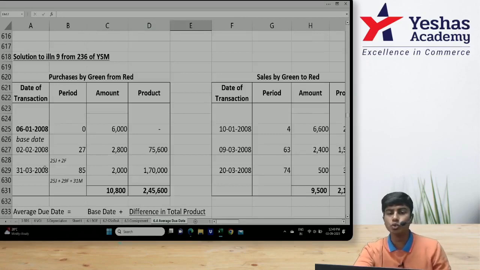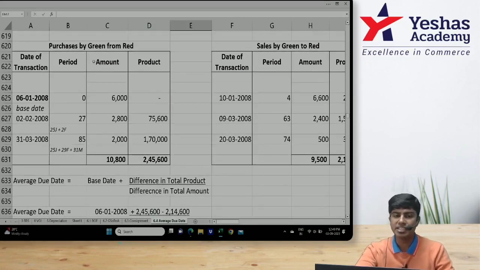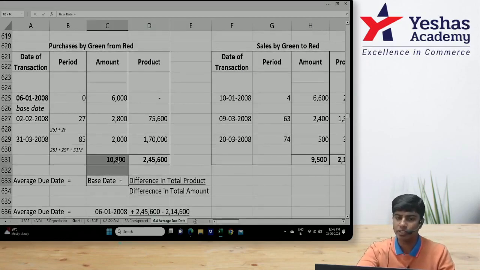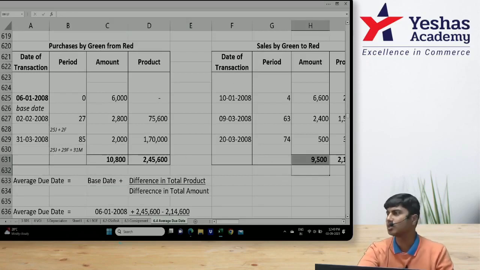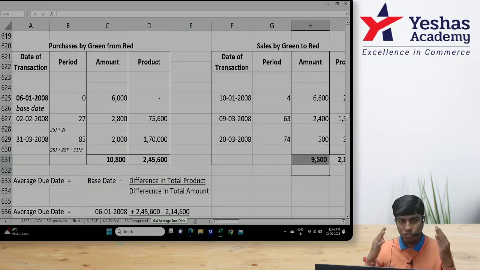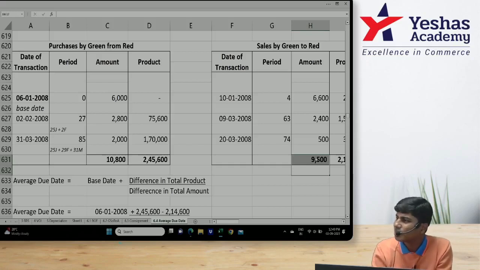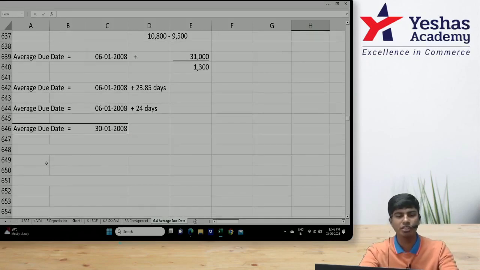Now, on the average rate, who should pay whom? Think. Purchased by green. So green has to pay 10,800. Sold by green. So green has to receive 9,500. Green has to pay 10,800, receive 9,500. Difference is 1,300. Should green pay or receive? Very good. Green to pay 1,300 on 30th of January.